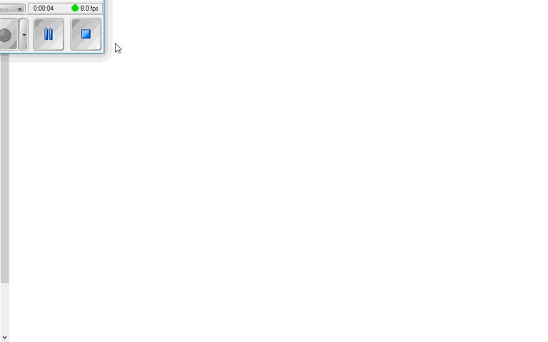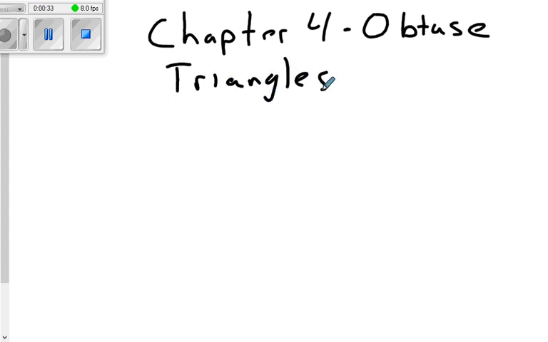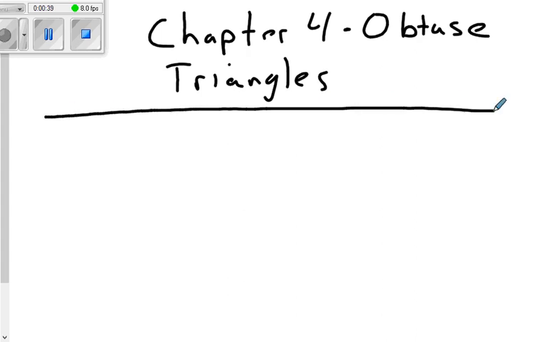All right, so we're going to be solving, so chapter 4 now is pretty much chapter 3. It's the exact same stuff. It's sine law, cosine law, but we're going to be solving with obtuse triangles, okay? This is chapter 4, obtuse triangles. So it's the same thing. Sine law and cosine law are the exact same stuff as before.